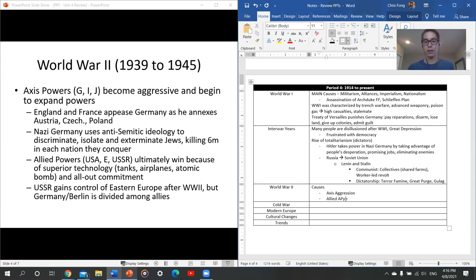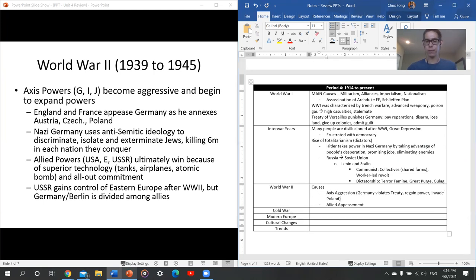and Allied appeasement. Axis aggression, meaning Germany violates the Treaty of Versailles and they regain power and they invade Poland. Allied appeasement, meaning at first England and France appease Hitler. They let him take Poland in order to avoid a war. Eventually that escalates and war becomes unavoidable.